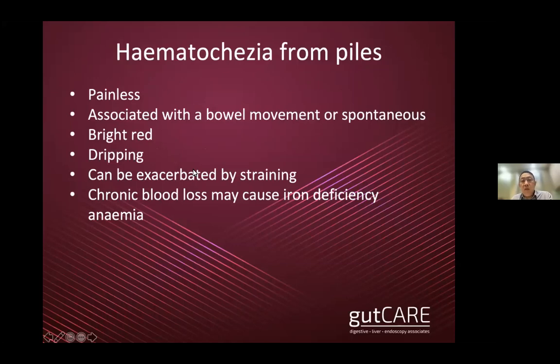The hematochezia from piles is almost always painless. So it's associated with bowel movement. So after passing motion, then they say, oh, there's blood, right? Or it can pass spontaneously without a bowel movement. It's bright red. It can be dripping from the anus. And this can be exacerbated by straining. And if it persists long enough, sometimes it may cause iron deficiency anemia.